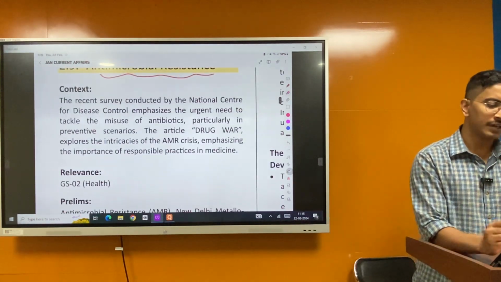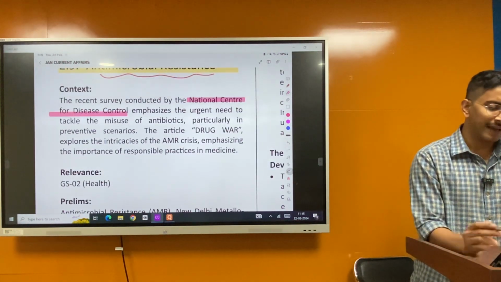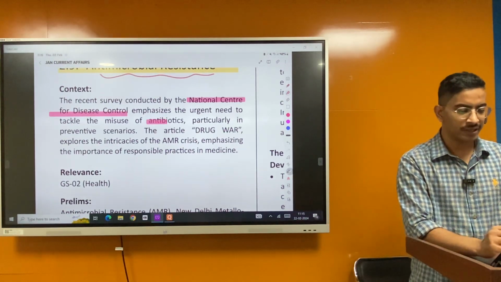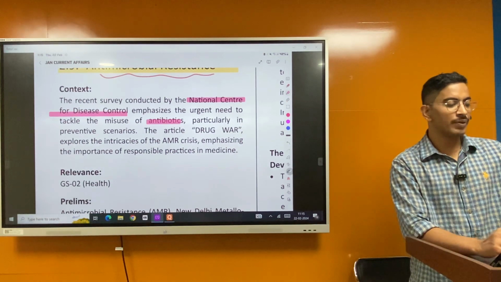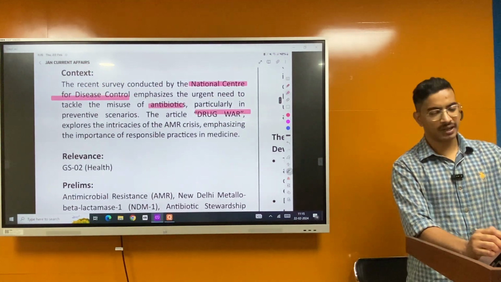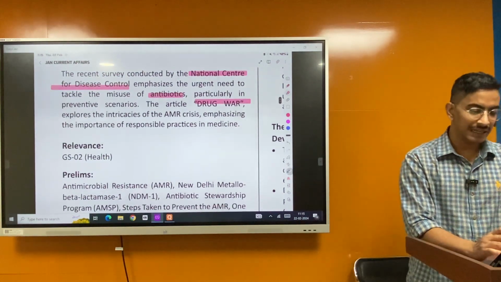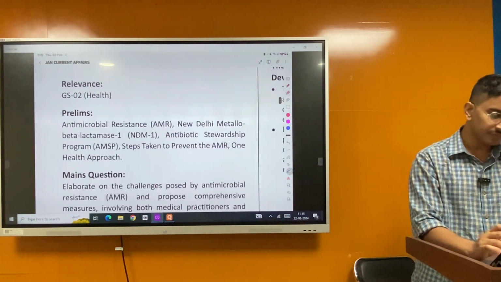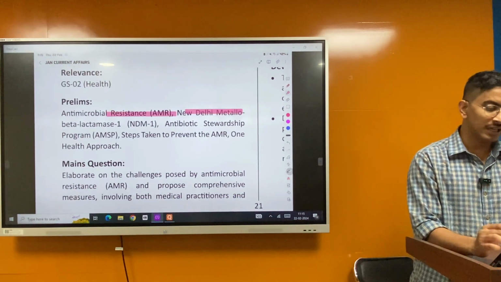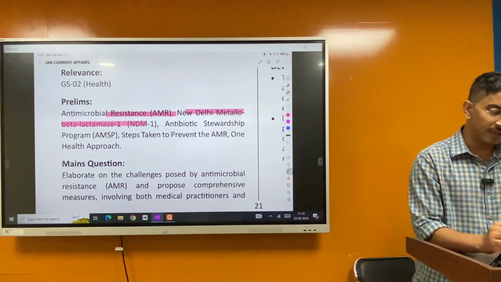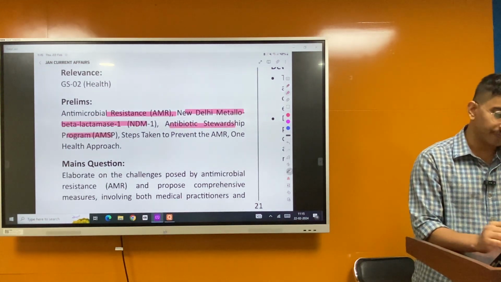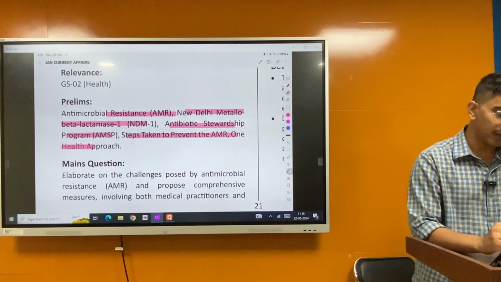The recent survey conducted by NCDC emphasizes the urgent need to tackle the misuse of antibiotics, particularly in preventing scenarios. The article Drug War explores the intricacies of the AMR crisis, emphasizing the importance of reasonable practice in medicine. Prelims: what is antimicrobial resistance? New Delhi Metallo-beta-lactamase NDM-1. Antibiotic Stewardship Program, steps taken to prevent AMR, One Health approach.